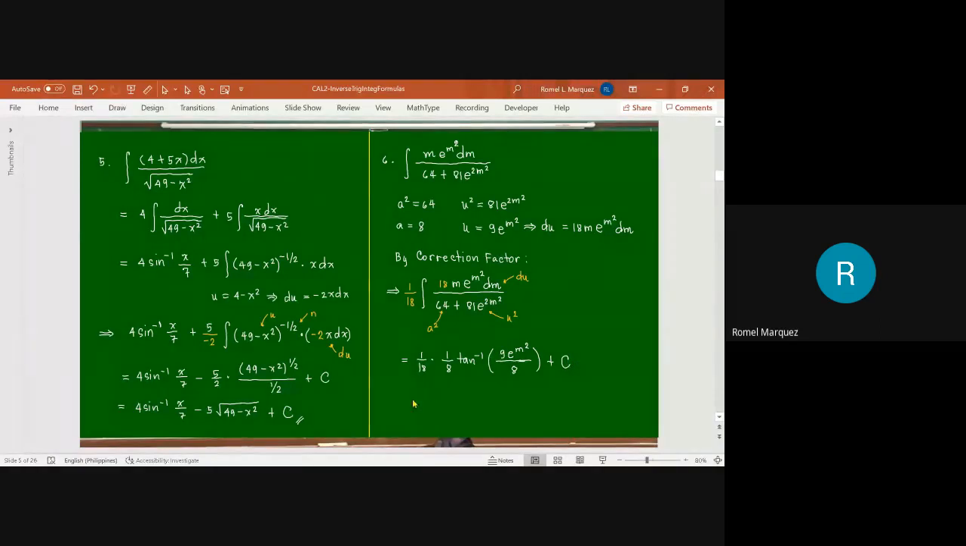It's a little bit big number. What is 18 times 8, guys? 144. Then inverse tangent of, again, to remind you, you can use arctan if you want, 9 e to the m squared over 8 here, then plus c.